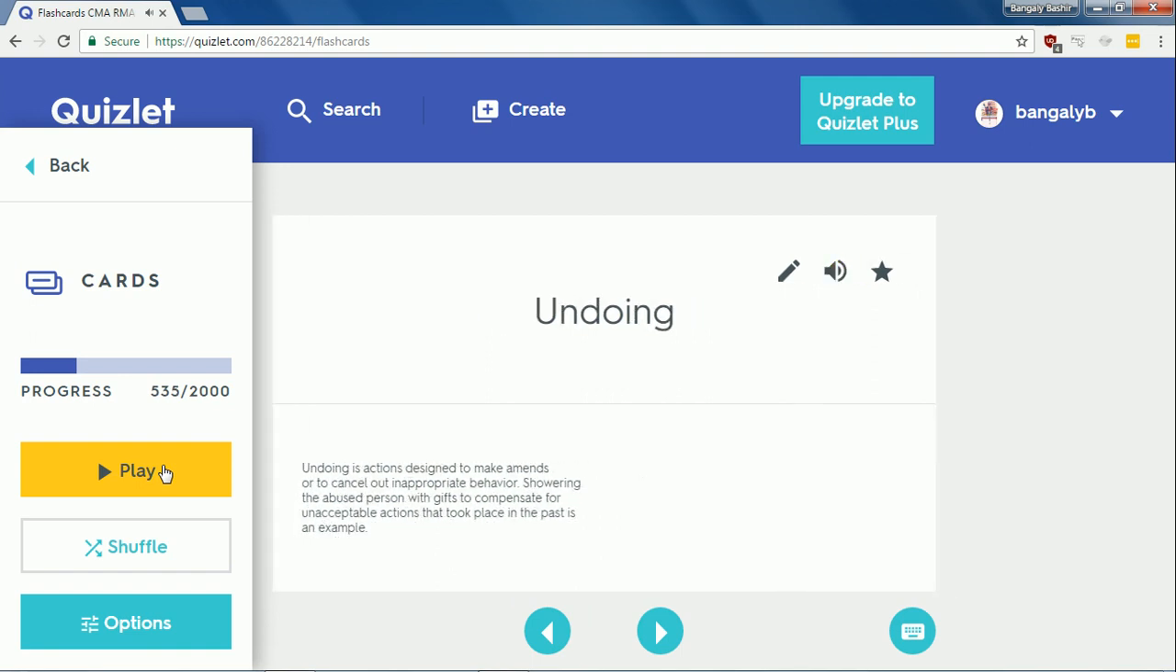Undoing. Undoing is actions designed to make amends or to cancel out inappropriate behavior. Showering the abused person with gifts to compensate for unacceptable actions that took place in the past is an example.